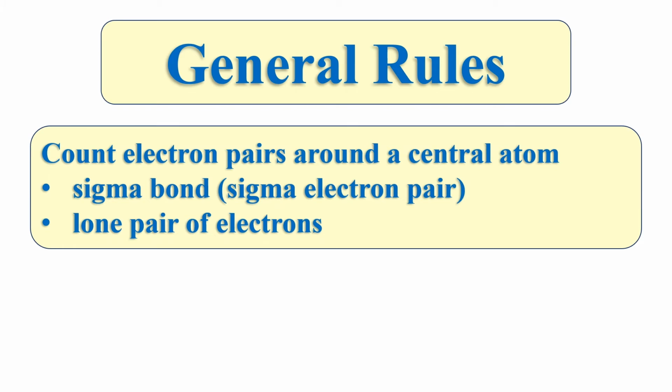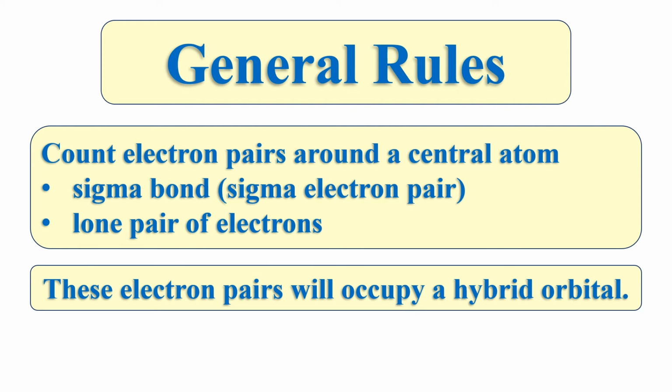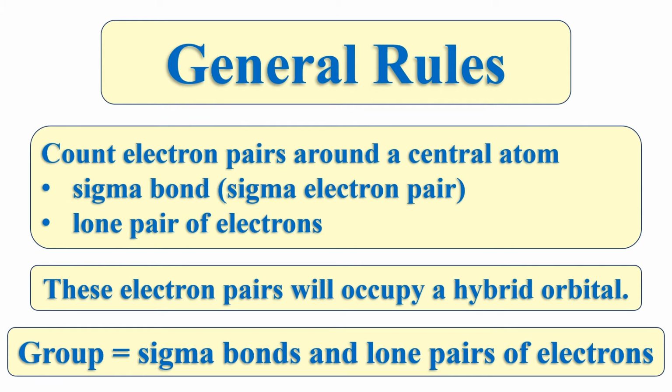Here are the general rules. Count electron pairs around a central atom. These include a sigma bond or sigma electron pair and a lone pair of electrons. These electron pairs will occupy a hybrid orbital. We'll call these electron pairs groups. Groups are sigma bonds and lone pairs.